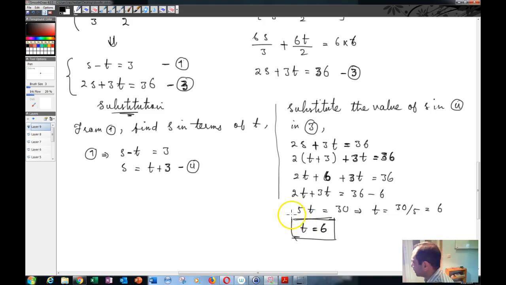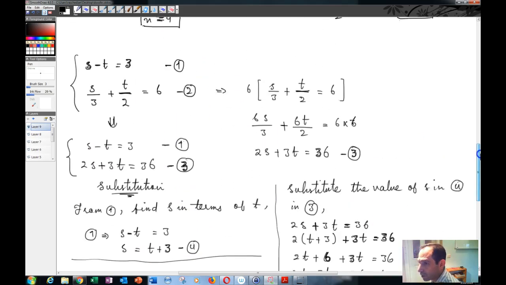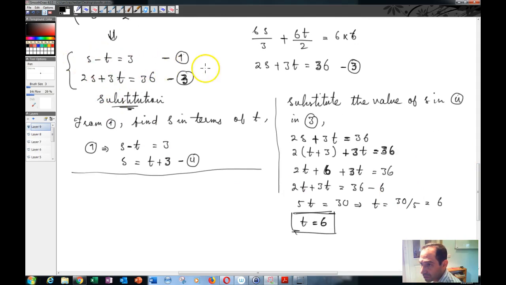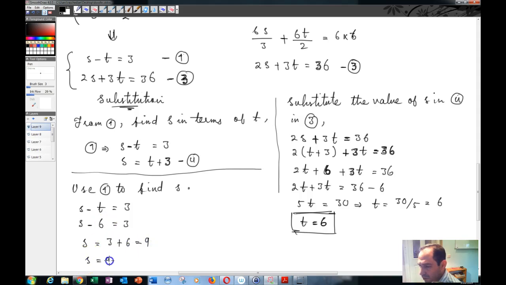Okay. So that's the value of t over here. Now you can use the value of t that you found and use it either in 1 or 3 or even in 2, in order to get the value of s. So since 1 is the simplest equation that I have here, I'm going to use 1 to find s basically. So I have s minus t is equal to 3. So s minus 6 is equal to 3. So s is equal to 3 plus 6, which is equal to 9. So s is equal to 9. So that's basically the solution: s is equal to 9 and t is equal to 6.